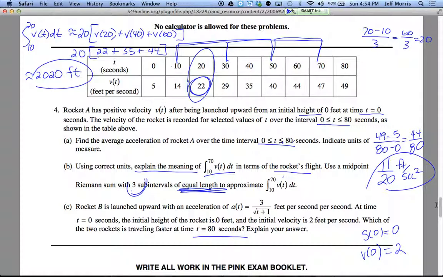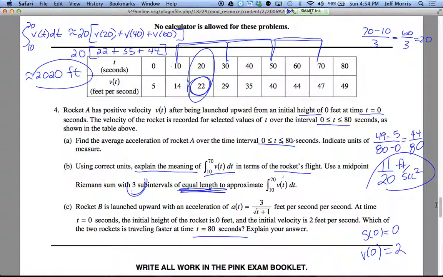Explain your answer. Go ahead, question. How can they say it's at 0 when it says it's at 5 feet per second? That's rocket A up there. Ah, okay, we're on rocket B. That answers my question. Gotcha. Okay? Totally different rocket here.